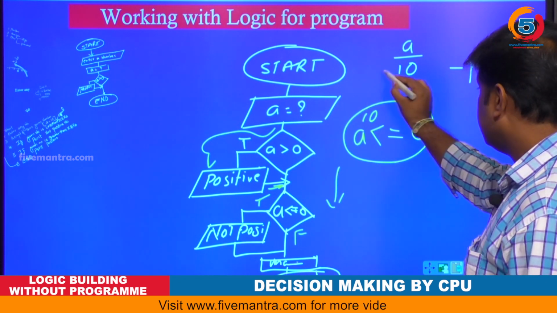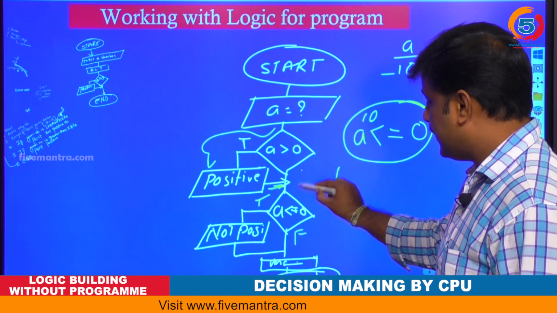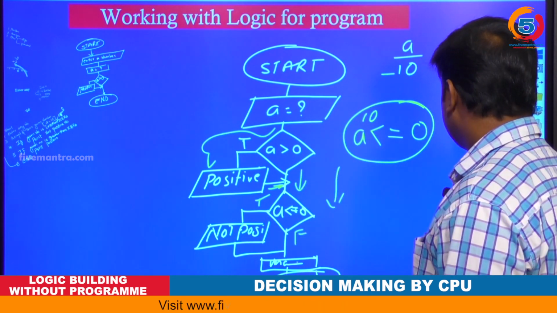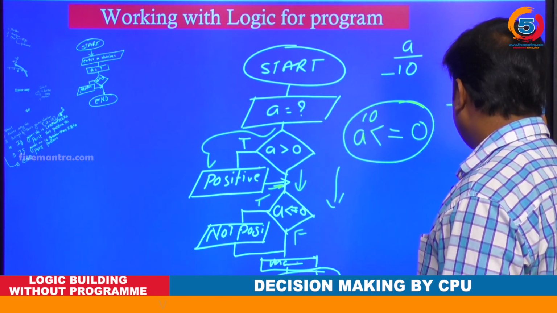Now I'll check with negative 10. What will happen? Once again it will check, the condition is false, it will come down to the next check, then the condition is true, and it prints not positive.